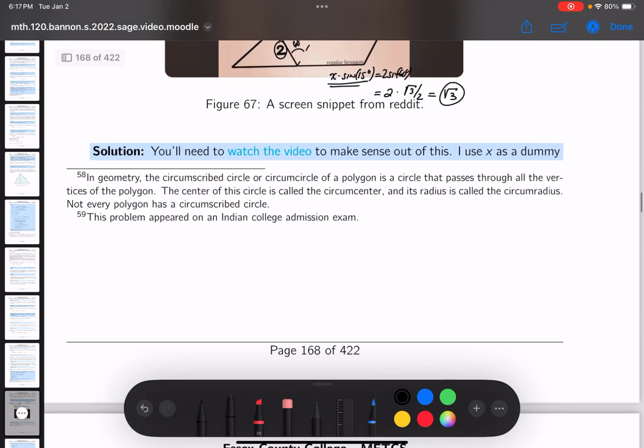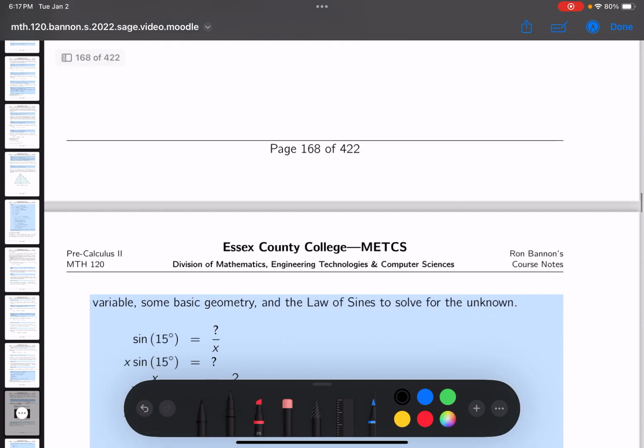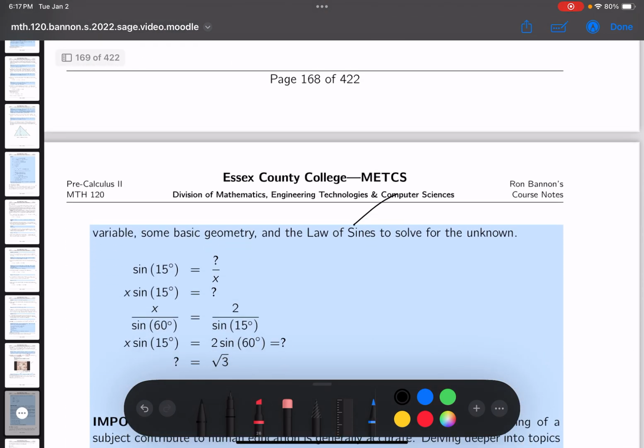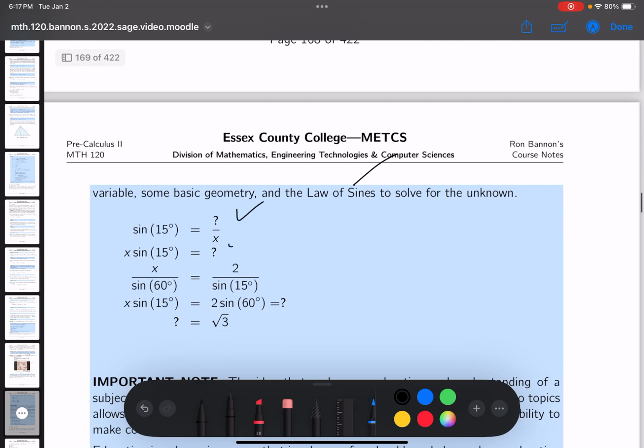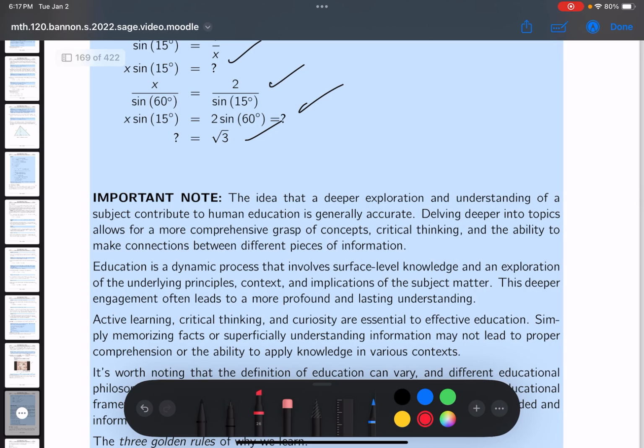All right? But anyway, I would say, watch a video and certainly put the dummy variable down. You have to watch a video. The law of sines was used. And, basically I'm writing down what I just did. I got root 3 over here. I want to go through the important note with you, though.